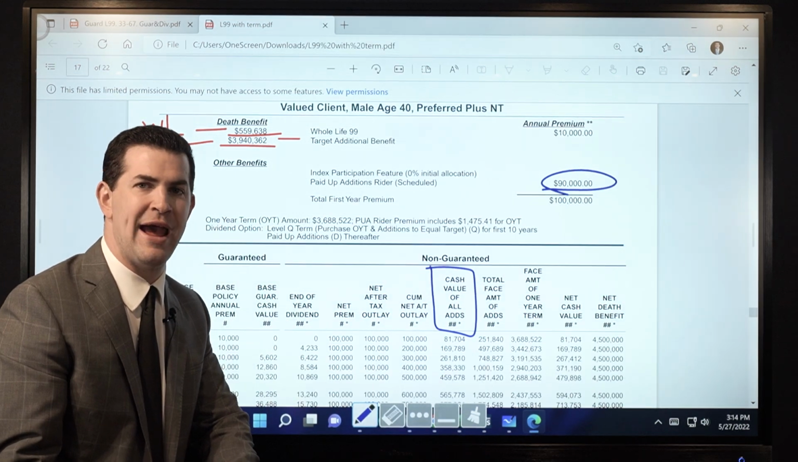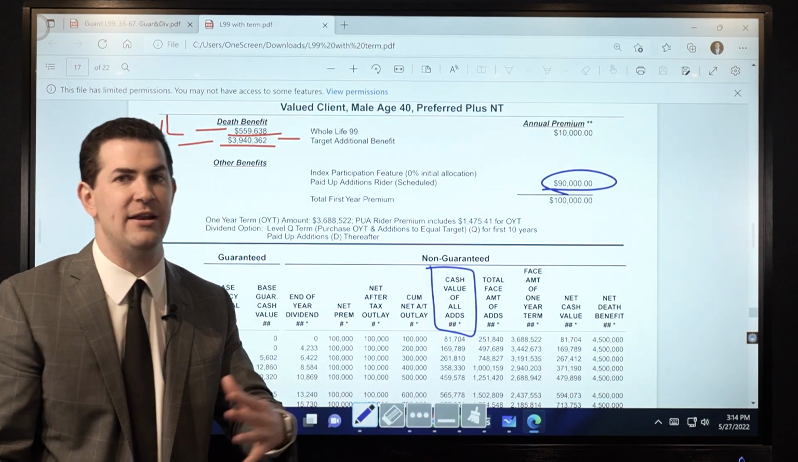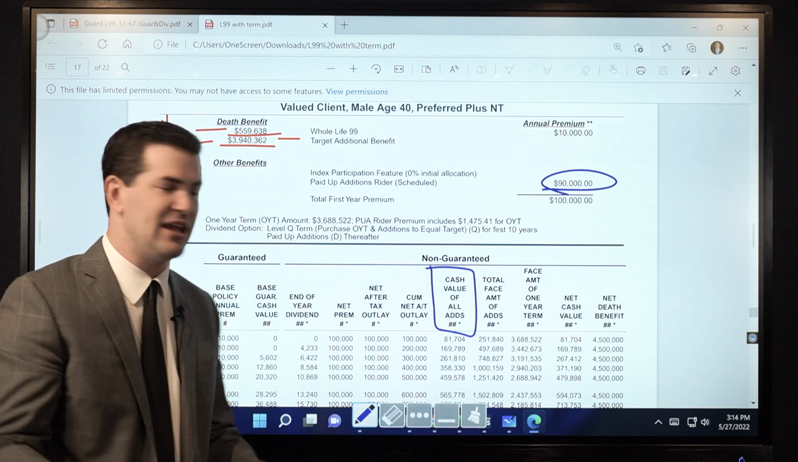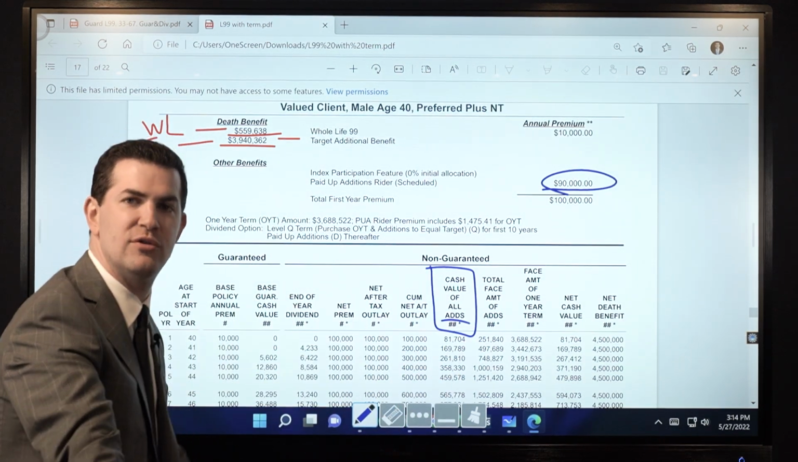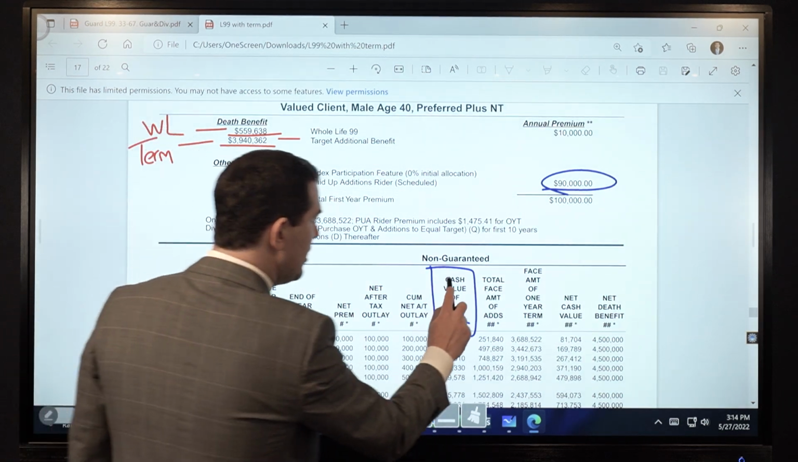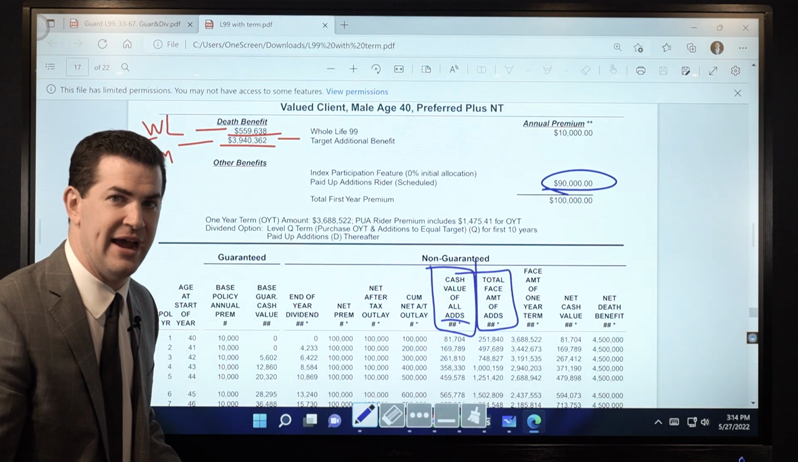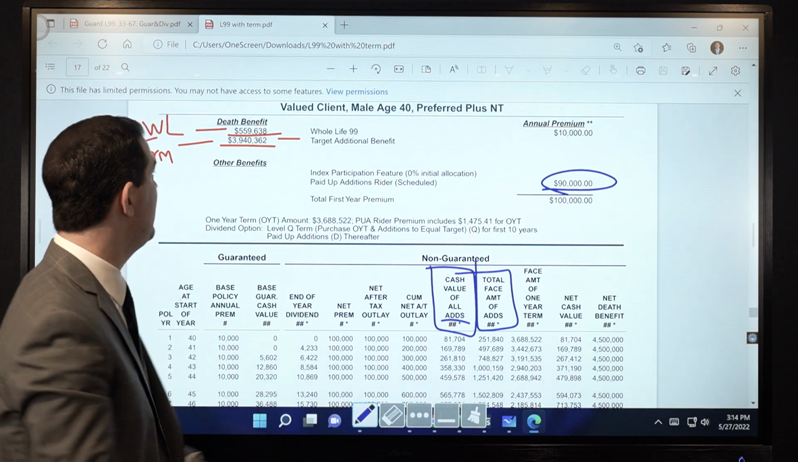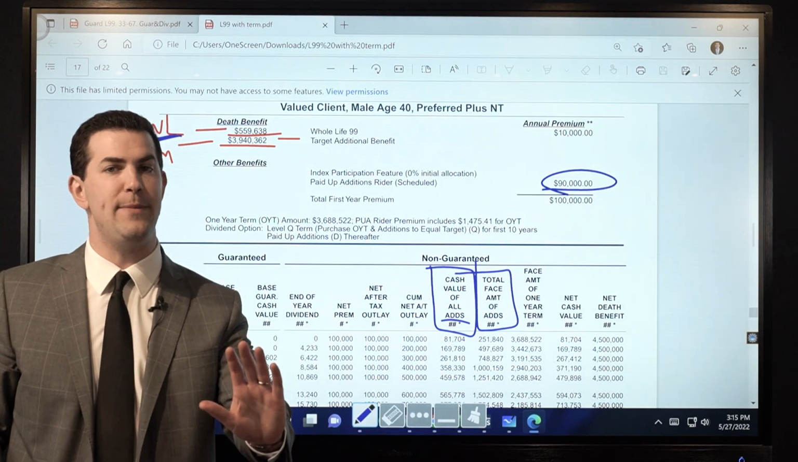Cash value of all adds represents money you add into PUAs and any dividends that are added into the policy as well. How I like to think of it is cash value of all adds, money I add to cash value, since PUAs really help me accelerate my cash value growth. The column immediately to the right of it, total face amount of adds, represents how much additional whole life death benefit is purchased from your PUA payments.